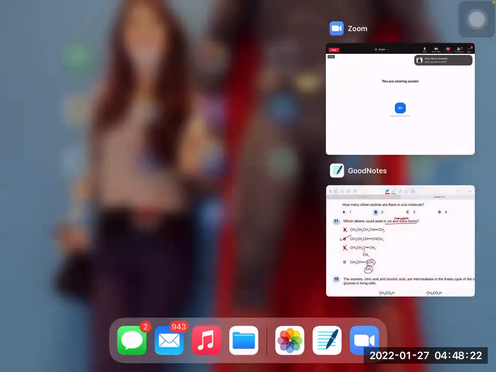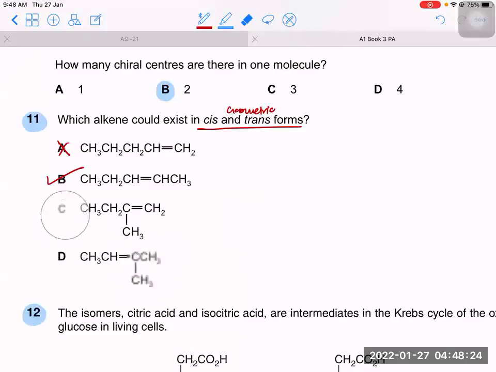Is this clear? So B will be the answer, not C because C has 2 H's here, not D because you have 2 CH3s here. It will be B, where you have a carbon-carbon double bond, which has a H here and a CH3 here, and the other one has a H and a C2H5. So this will show cis-trans. Is this clear?